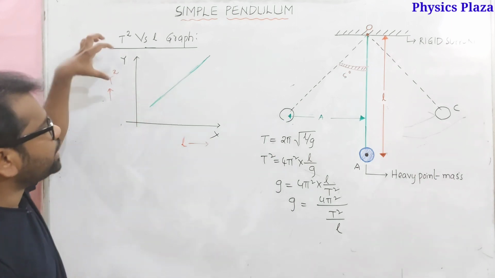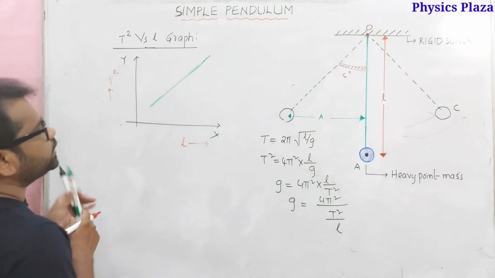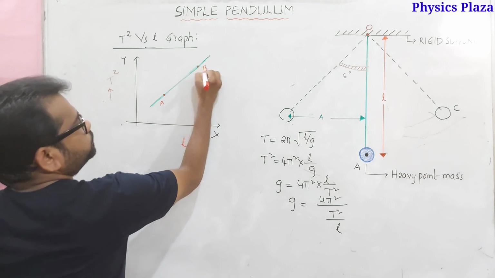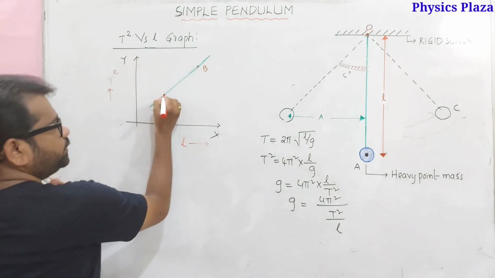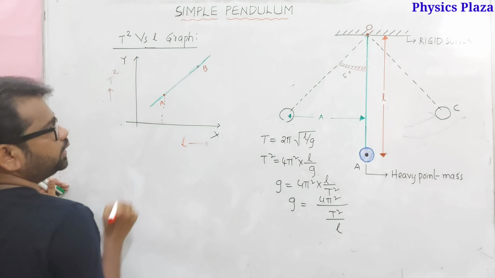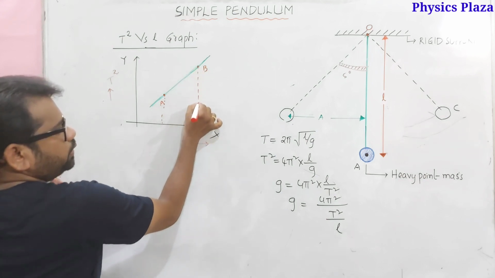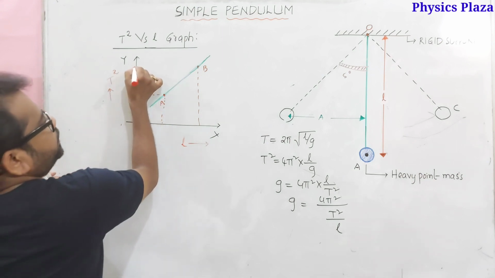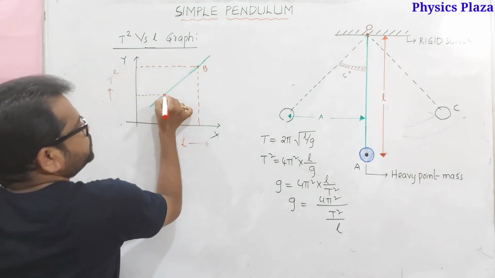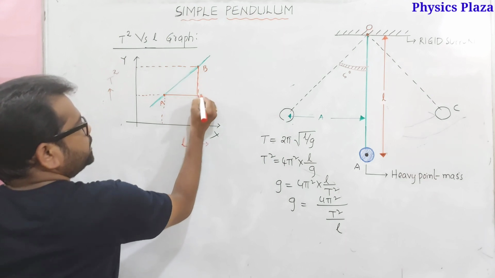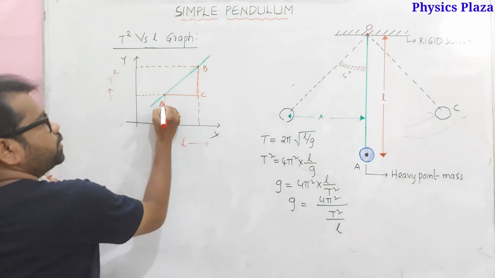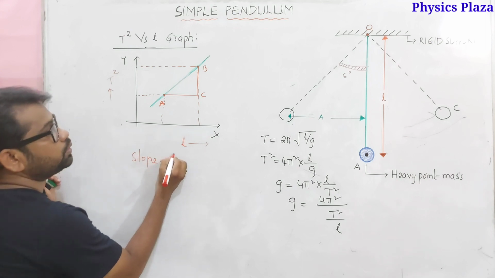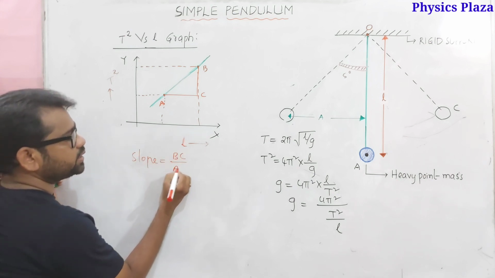Children, but how can we calculate the slope here? Look here. Let us take a point A and a point B. For these, there is one L value and one more L value, with a corresponding T square value for each. Let us say this point is C and this point is A. So children, slope is equal to BC by AC.